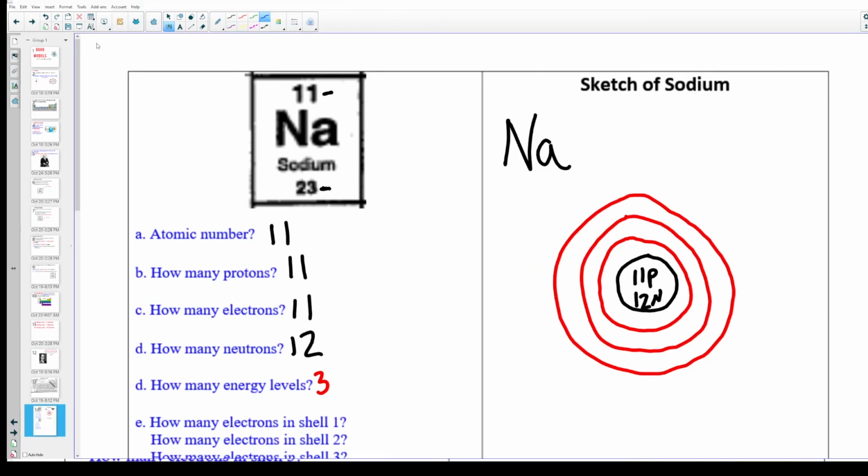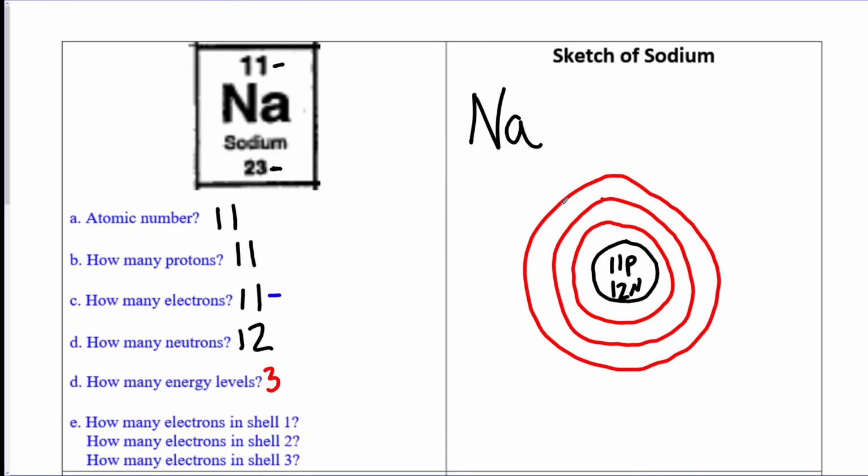Now the first energy level can hold 2 electrons. So we need to get to a total of 11 electrons, as you can see. So we're going to put 2 in the first shell. 1, 2. The second shell can hold 8. So we're going to fill it all in because we need to get to 11. So 1, 2. Then 3, 4, 5, 6, 7, 8, 9, 10, and since we need to get to 11 electrons, there's going to be 1 electron in that third shell. So that's what the completed Bohr model would look like for our pal sodium.